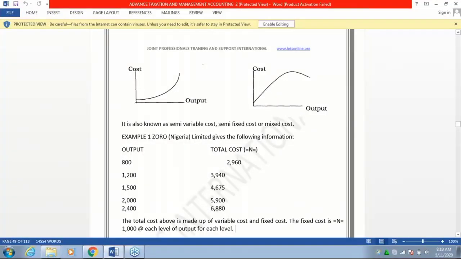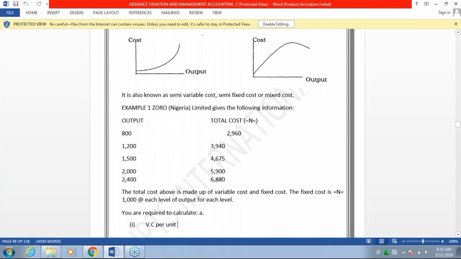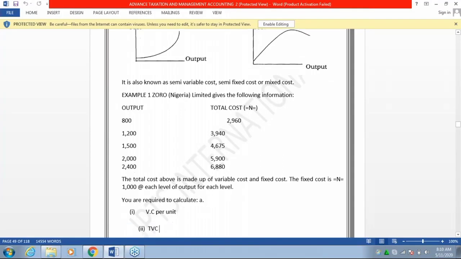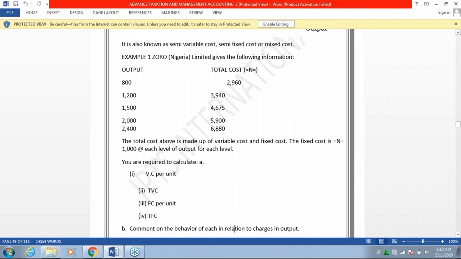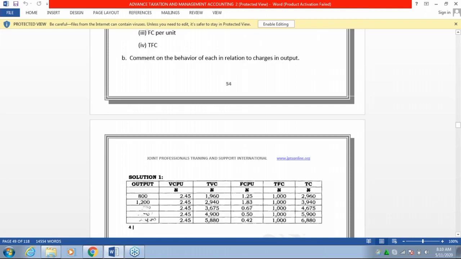Zoro Nigeria Limited gives the following information. See the output and the total cost. Are you getting it? So we have 800, 2,960, 1,002, 3,940, 1,005, 4,006. So you look at that. Then, we should calculate the following. You are required to calculate the variable cost per unit, total variable cost, fixed cost per unit, and the total fixed cost.